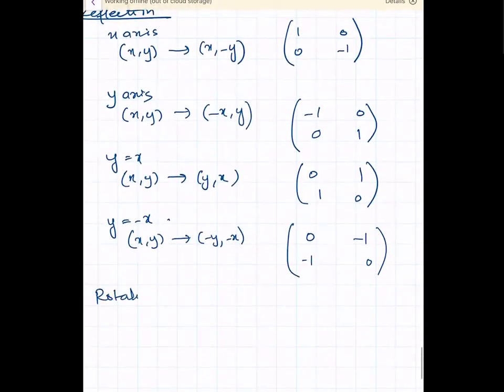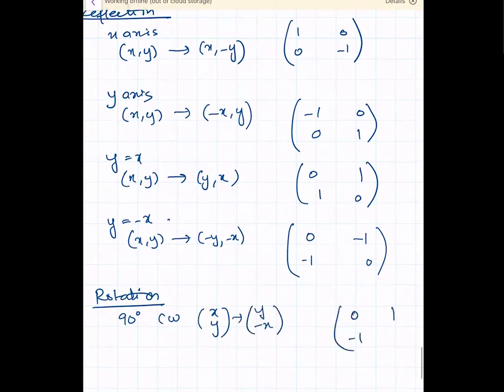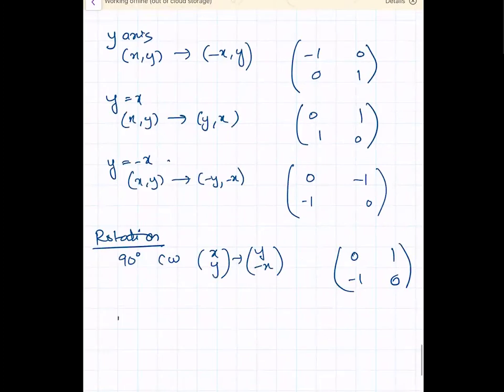Rotation: 90-degree clockwise. You know that x, y goes to y, minus x. So 0, 1, minus 1, 0. 90-degree anti-clockwise means x, y goes to minus y, x. 0, minus 1, 1, 0.